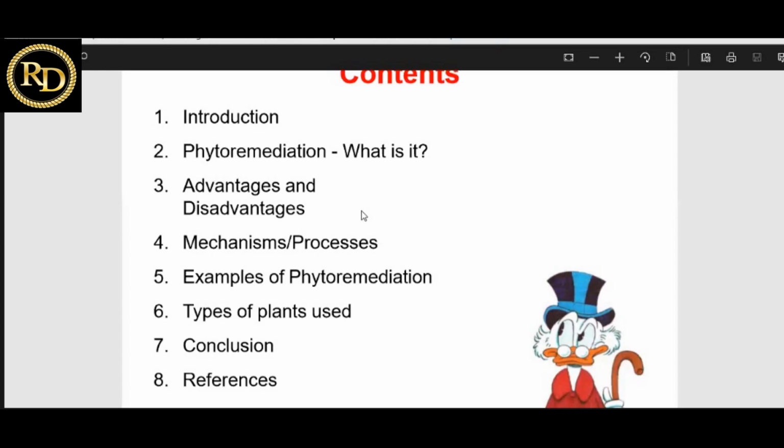We have different types of mitigation strategy. It may be chemical, it may be physical, but all are very costly and, I think, not appropriate. So it would be better if you go for phytoremediation. I will tell you the advantages and disadvantages, because phytoremediation is not an easy task. It will take a lot of time, and especially the selection of plants and their cultivation for the purpose of mitigation is not an easy task.